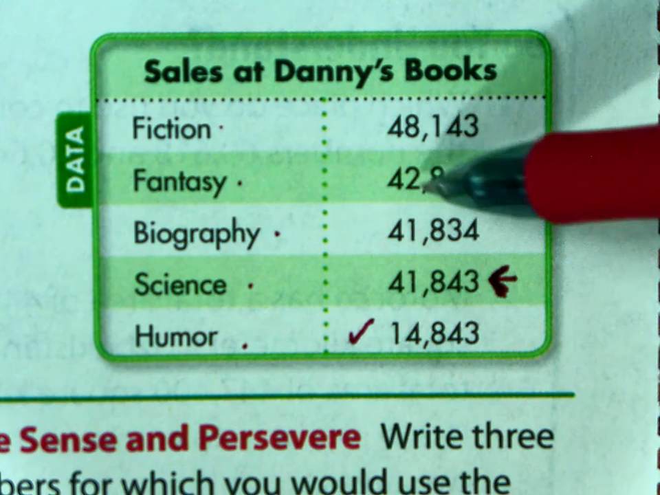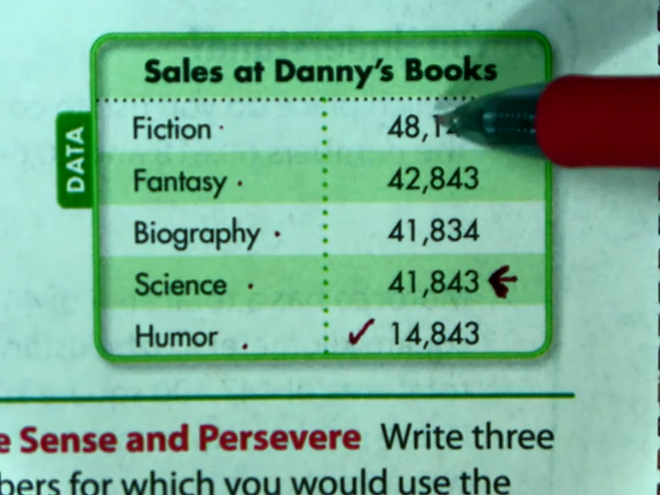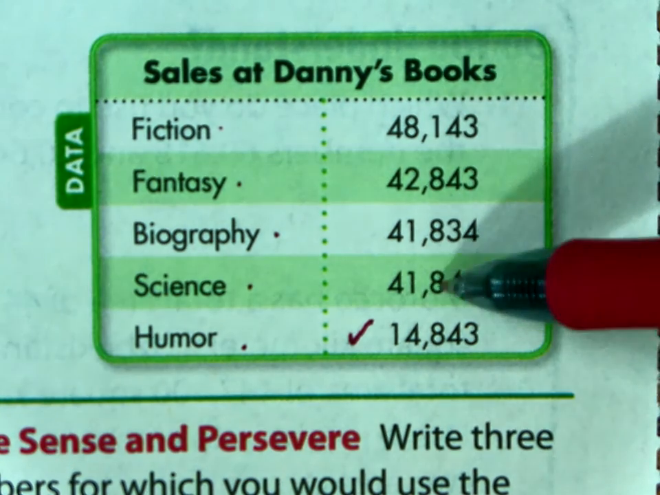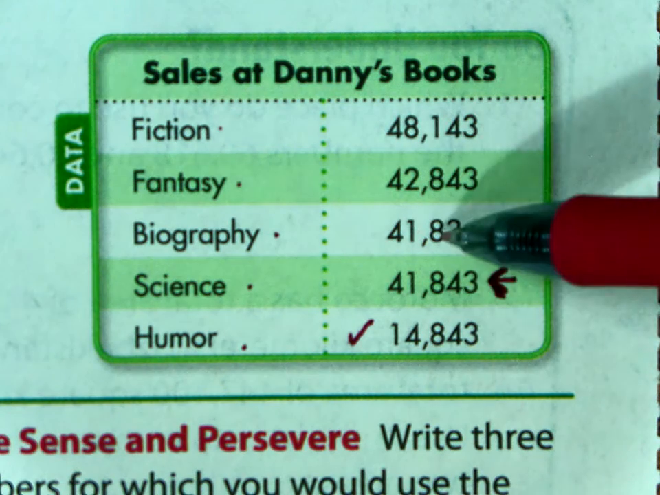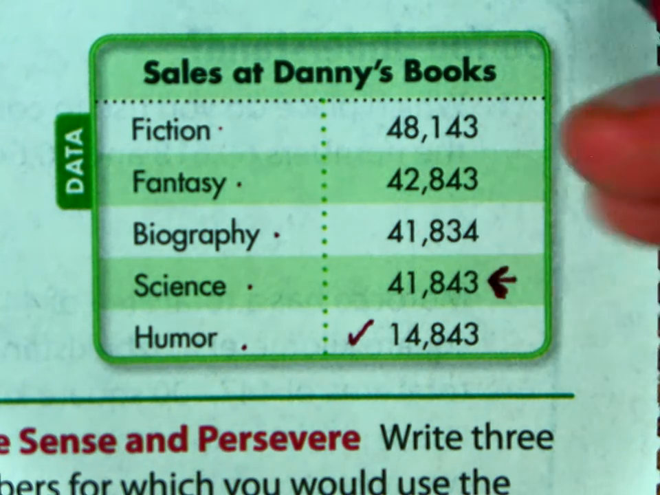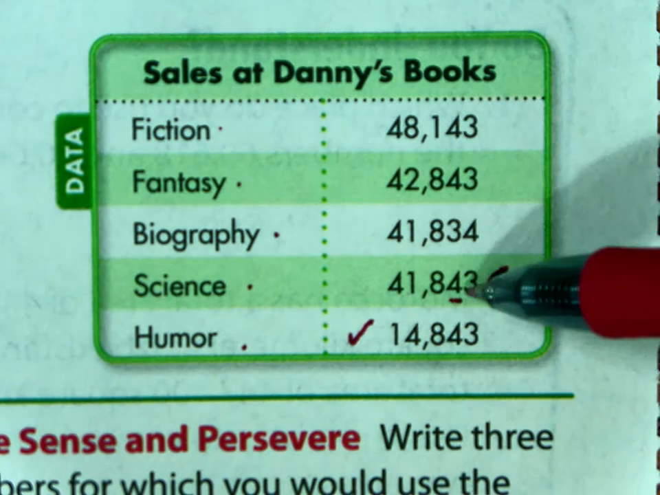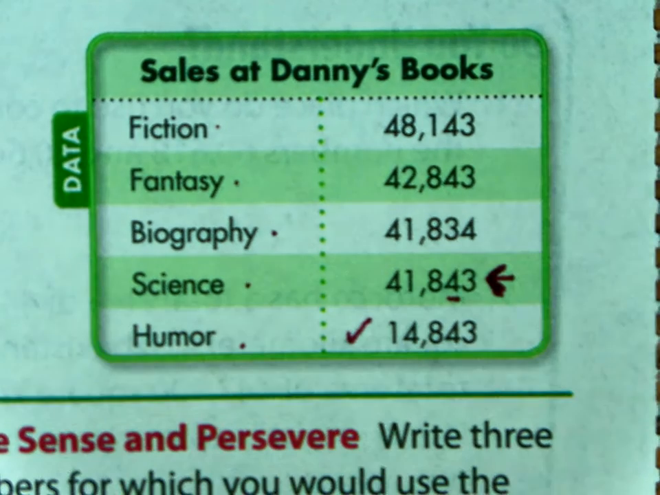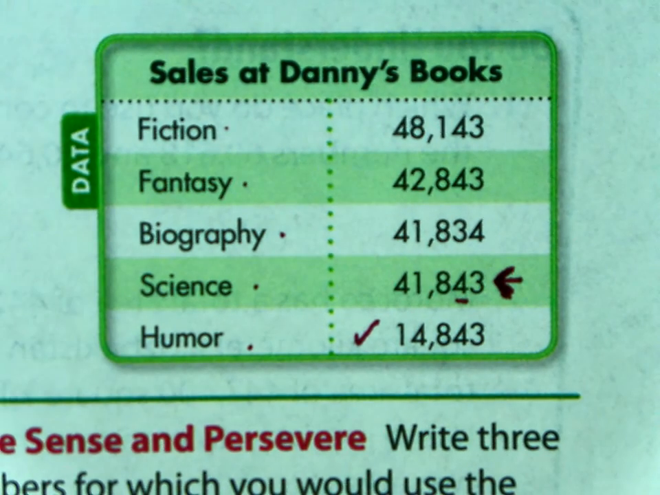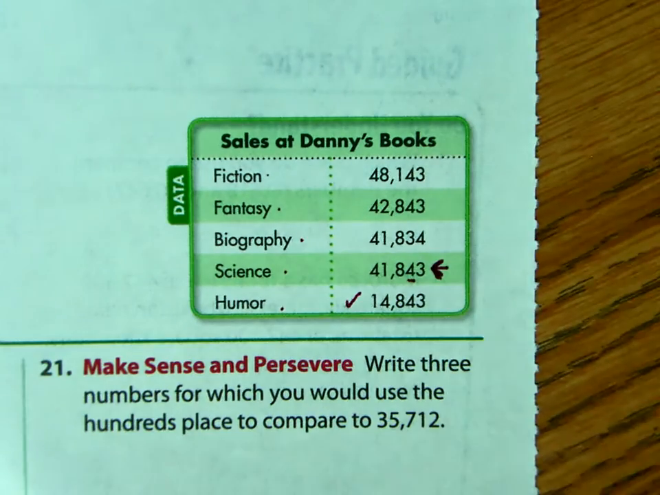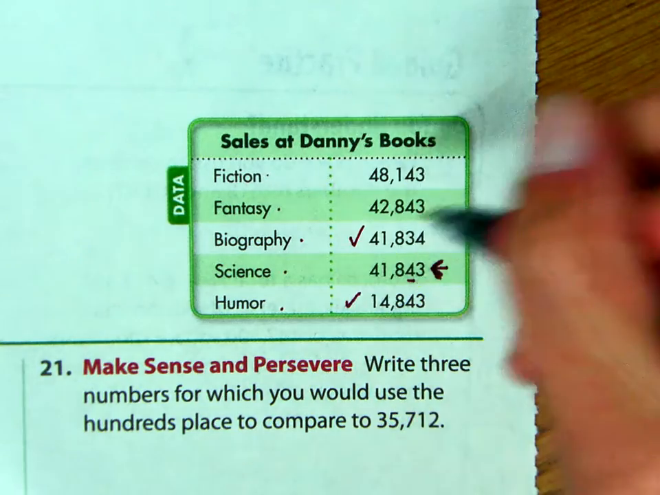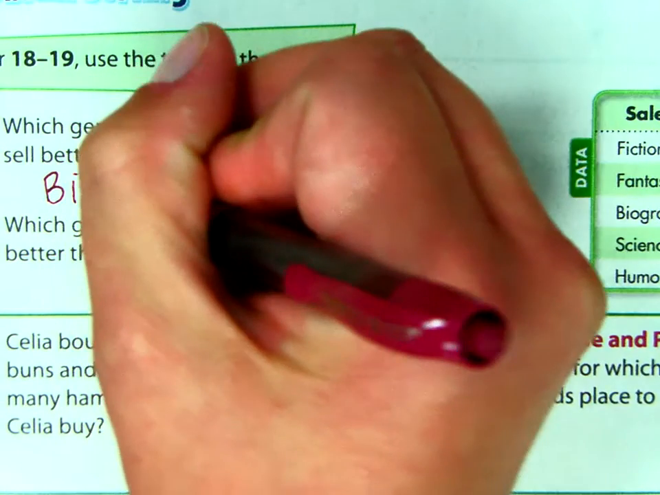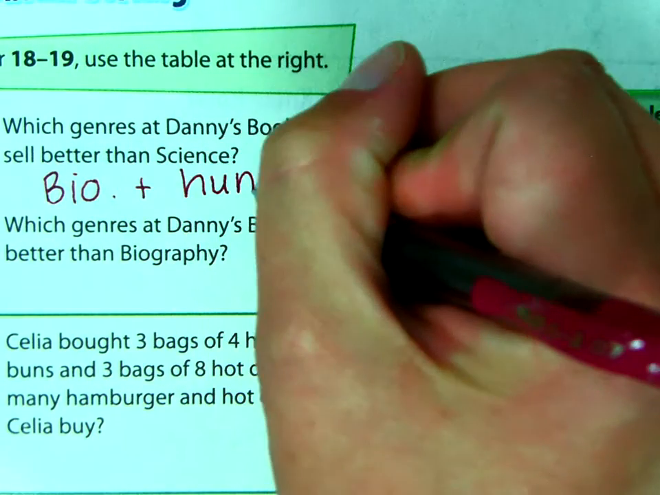So it can't be fantasy and it can't be fiction, but it could be biography because I do have a 1 there. Let's look at the hundreds place. 8 and 8. That's the same value so far. So I need a number that's less than 4. 3. I can compare these two. A 3 is less than 4. So 2 genres that did not sell more or better than science were humor and biography. I'm going to abbreviate bio and humor.